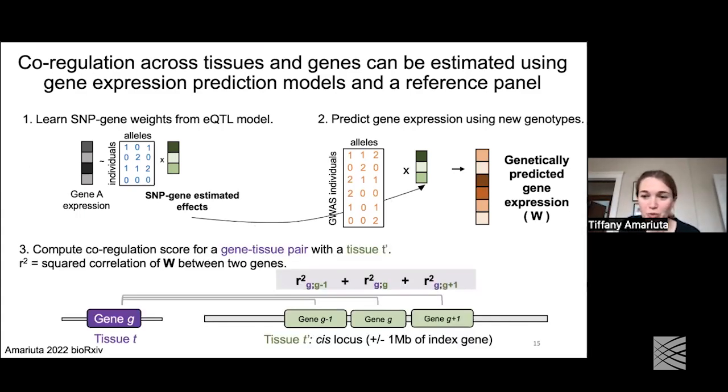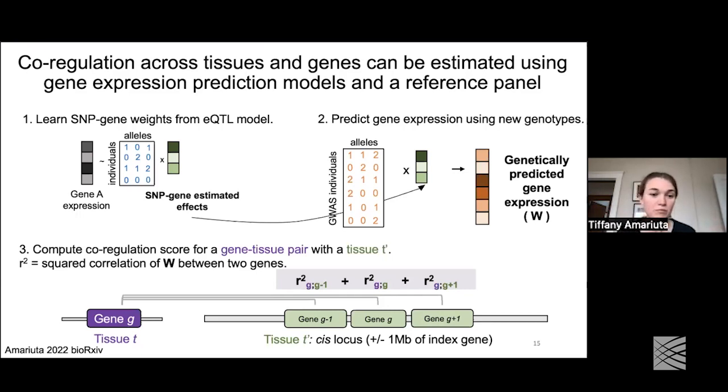Now the way in which we sum up the co-regulation score across genes and tissues works on a gene tissue pair basis. The focal gene tissue pair, GT, exists in a particular locus. Of course, there will be other genes in that locus that could potentially share eQTLs. So we want to make sure that we include information about the genetically predicted gene expression of those genes as well, and all of the other tissues that exist in our model. For the sake of understanding this example, you could think about all tissues in the GTEx dataset.